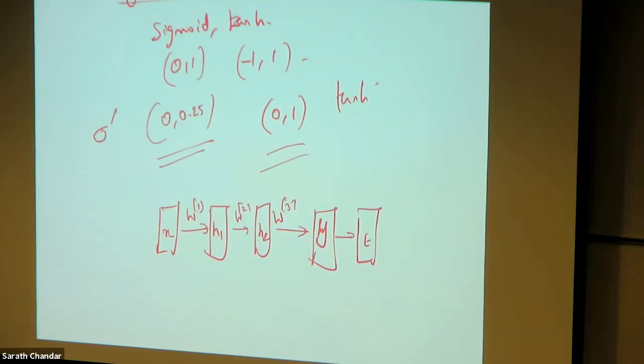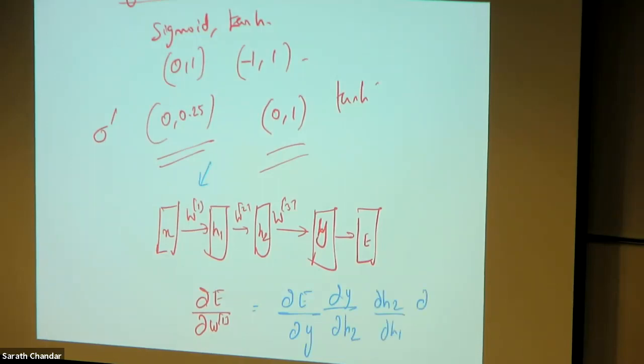Now let's talk about ∂E/∂W1. So W1 is all the way here, right? So my differentiation is going to be ∂E/∂Y, first step. Then I do ∂Y/∂H2, then ∂H2/∂H1, ∂H1/∂W1. Is that clear?